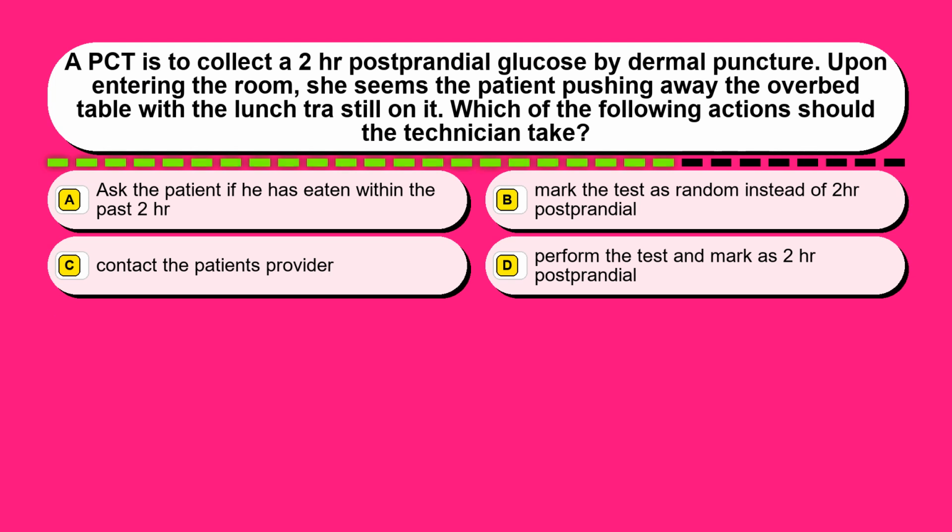Upon entering the room, she sees the patient pushing away the overbed table with the lunch tray still on it. Which of the following actions should the technician take? Option A, ask the patient if he has eaten within the past 2 hours. Option B, mark the test as random instead of 2 hours postprandial. Option C, contact the patient's provider. Option D, perform the test and mark as 2 hours postprandial.